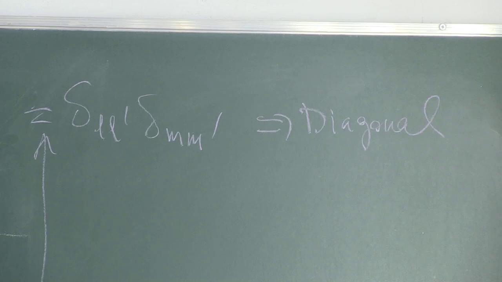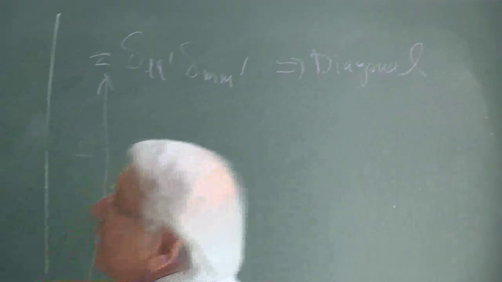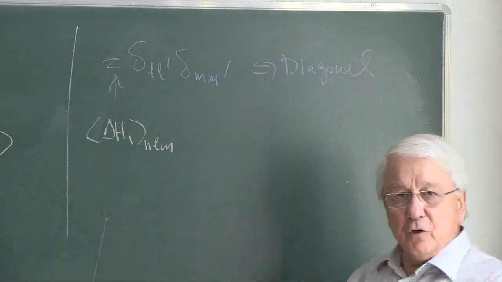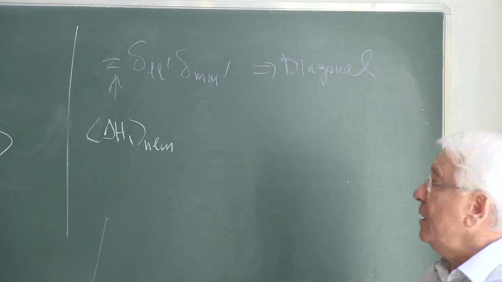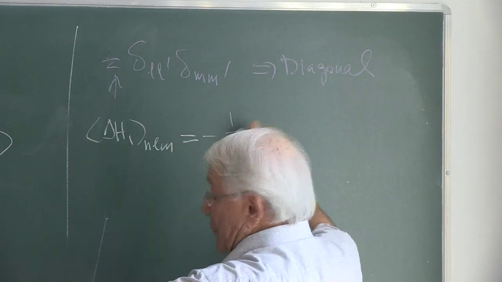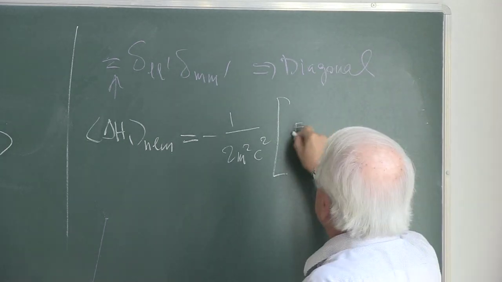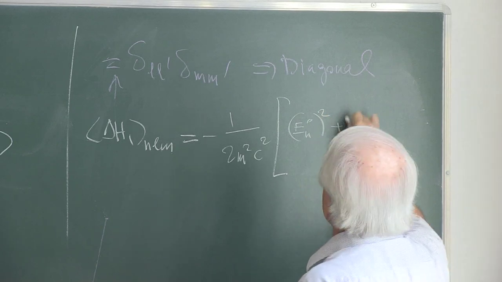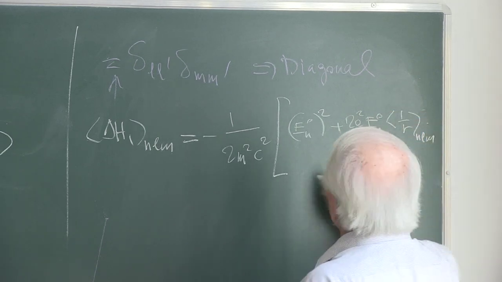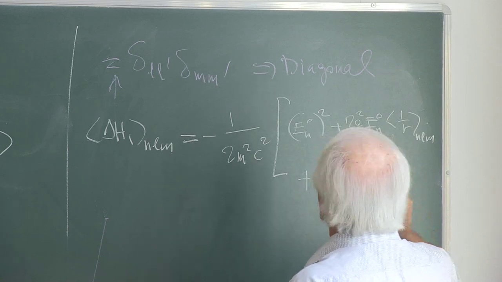Very nice. So what I have to do then is, as this is diagonal, I just focus on the diagonal elements so I can write the result down immediately. So delta H1, NLM. Now I put the expectation value instead of matrix representation, L prime, M prime in one side is LM, is equal to minus 1 over 2 m squared c squared, and everything else is en 0 squared, plus twice e squared en 0, 1 over r n l m, plus e to the 4, 1 over r squared n l m.